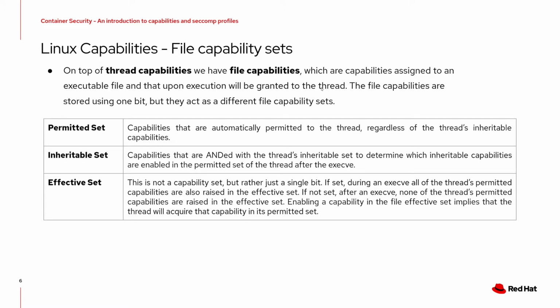Then on top of thread capabilities, we have file capabilities, which are capabilities assigned to an executable file that, upon execution, will be granted to the thread. The file capabilities are stored using 1 bit on the file system, but they act as different file capability sets. They are not sets actually, but they work as if they were. And for file capabilities, we have only 3 sets: permitted, inheritable, and effective. You have seen those on the previous slide. As I mentioned before, we will see this in action.